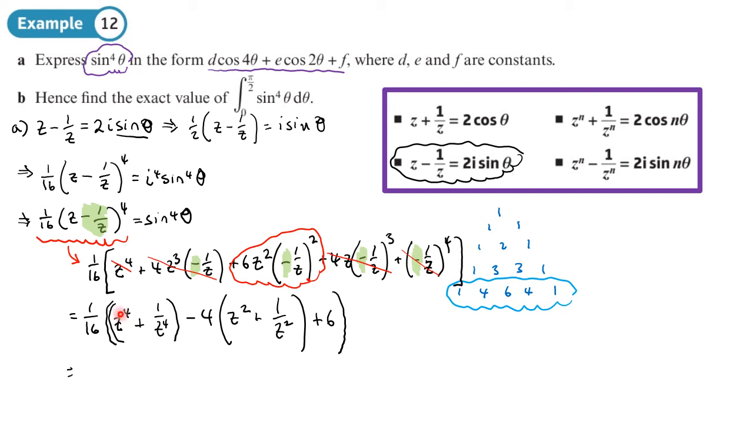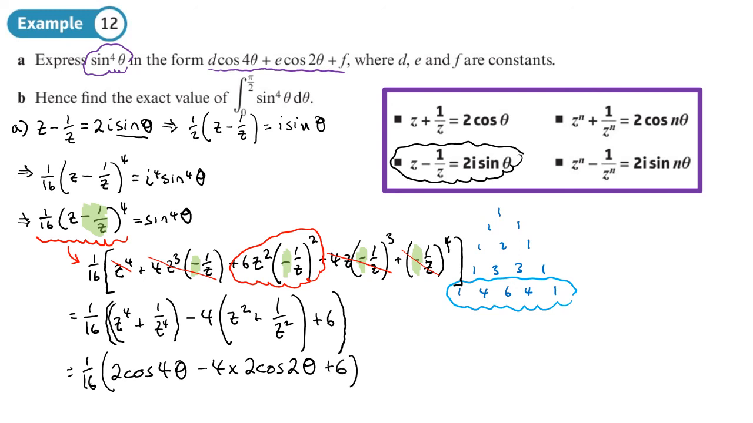So the z to the power 4 plus 1 over z to the power 4, that will become 2 cos 4 theta. So 1 over 16, and the first pairing becomes 2 cos 4 theta. The next pairing is going to be minus 4 times by this. Now z squared plus 1 over z squared becomes 2 cos 2 theta. And plus the 6.